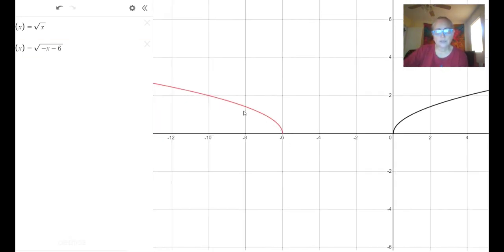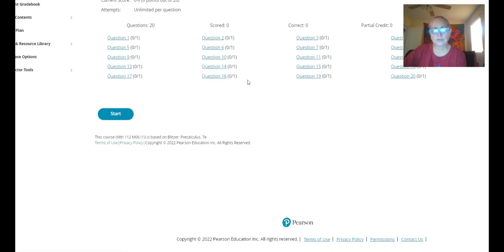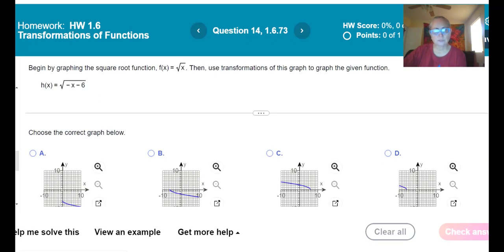It put it over here at -6. Now, you may think, well, wait a minute, that was supposed to go to the right 6 because it's a minus. Well, it did at first, but then it got reflected, so it ends up over here on this side. So the correct answer would be choice D.